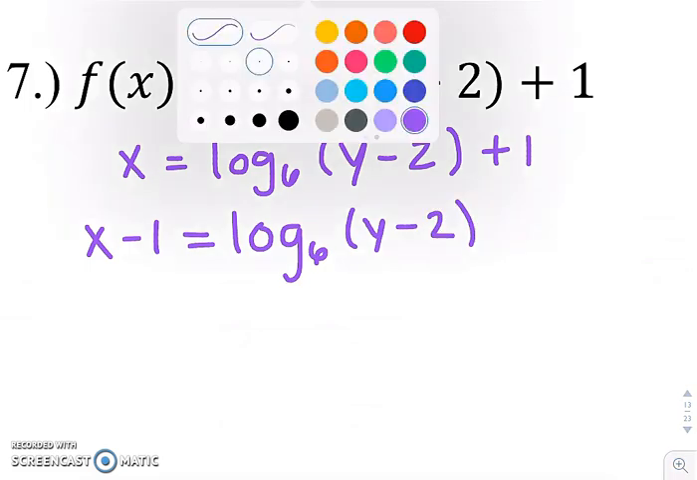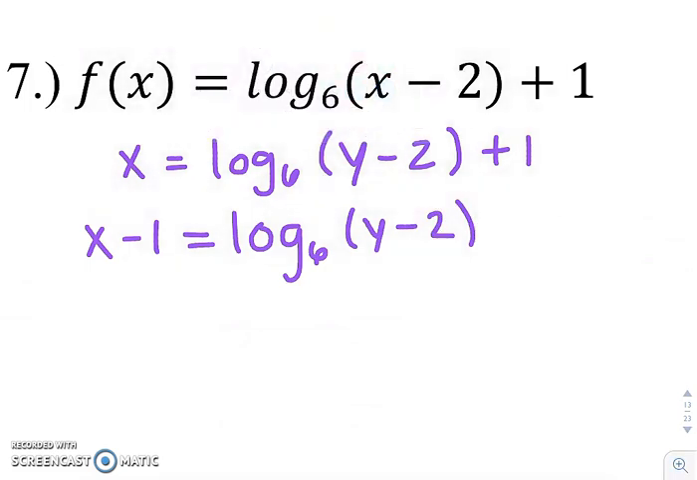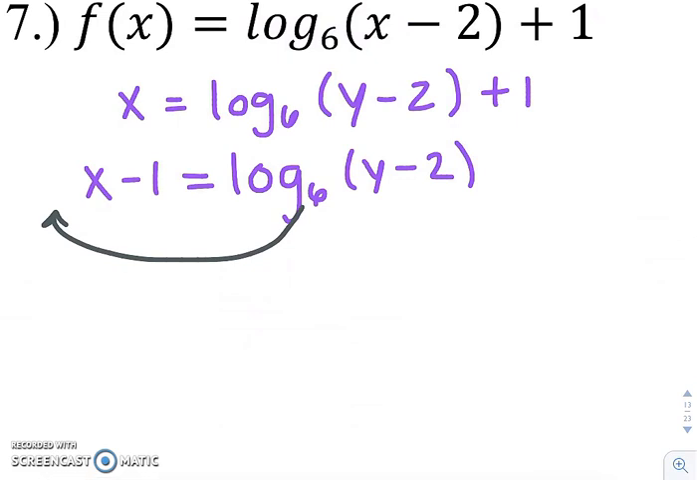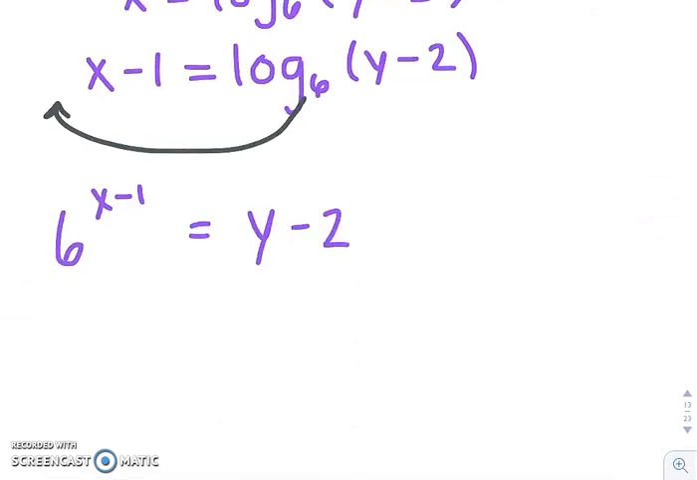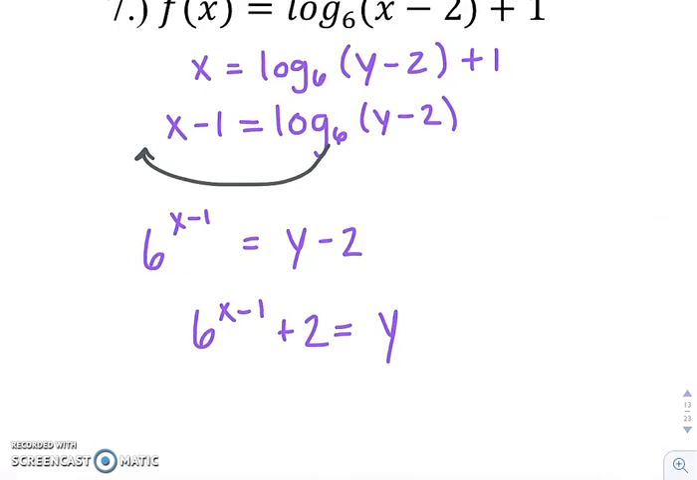So the next step here is undoing that log, and we will make it an exponent base 6 on the left-hand side. So we've got 6 to the power of whatever was over on that left-hand side. So 6 to the power of x minus 1 equals y minus 2. The last step will be to add the 2 over. So we have our equation for y.